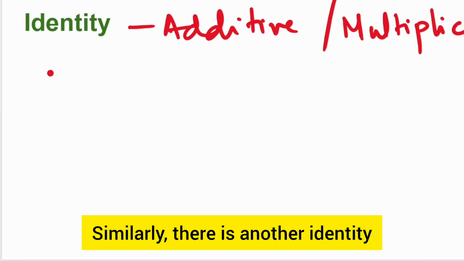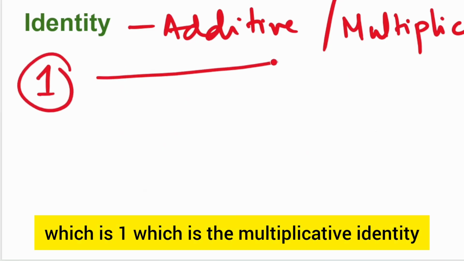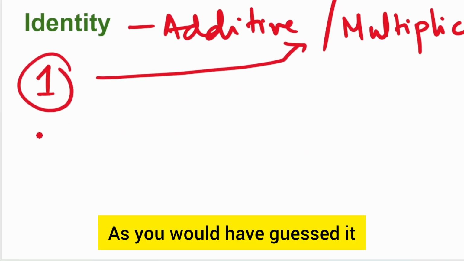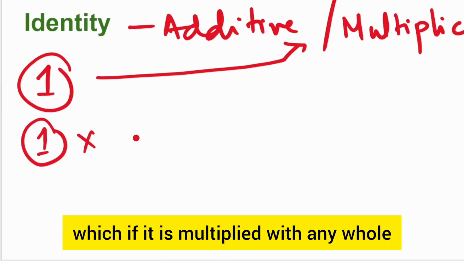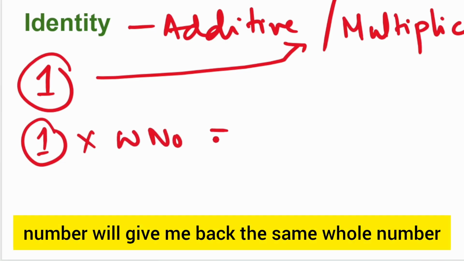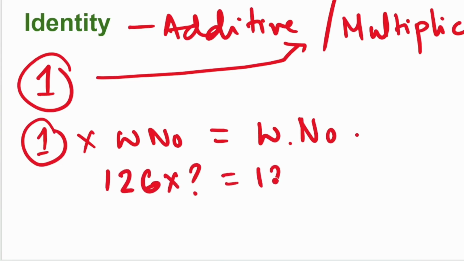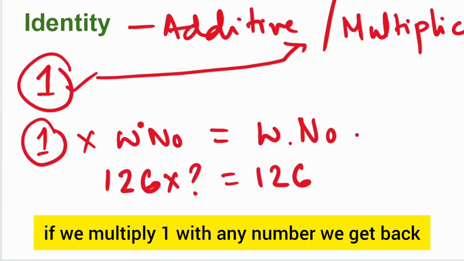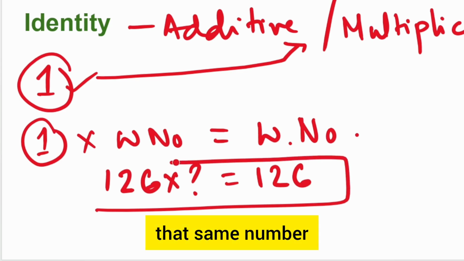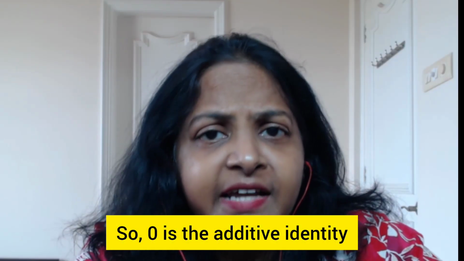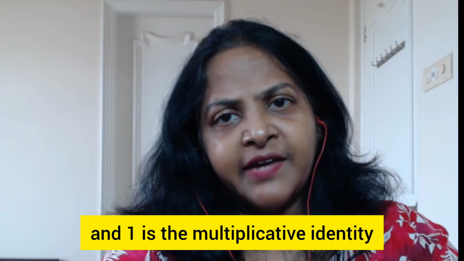Similarly, there is another identity which is 1, which is the multiplicative identity. As you would have guessed, it is that number which if it is multiplied with any whole number will give me back the same whole number. So what number do I multiply with, say, 126 to get back 126? So we know that if we multiply 1 with any number, we get back that same number. So 0 is the additive identity and 1 is the multiplicative identity.